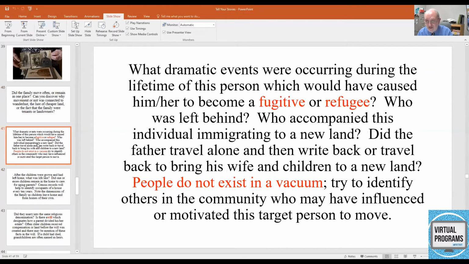What dramatic events were occurring during the lifetime of this person which would have caused him or her to be a fugitive or a refugee? There's a difference. Fugitive, the law is tracking you down. If you're a refugee, you're escaping the law. Who was left behind? Who accompanied this individual immigrating to a new land? Did the father travel alone and then travel back to bring his wife and children to a new land? People do not exist in a vacuum. Try to identify others in the community who may have influenced or motivated this target person to move.